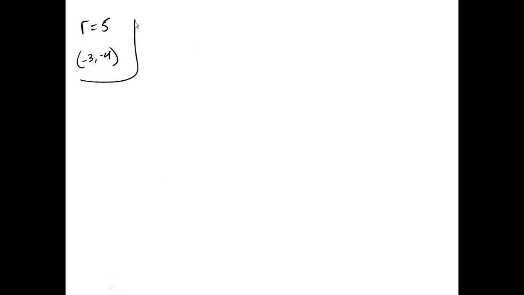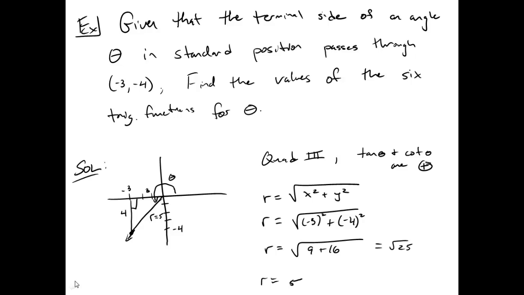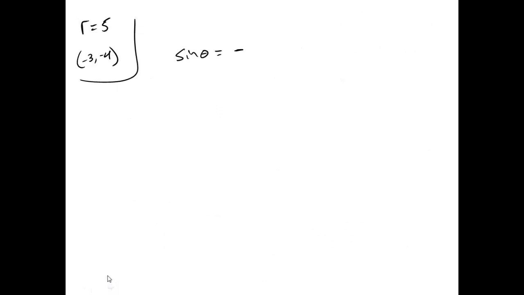So to look for the 6 trig functions, I'm looking for the sine theta. It's going to be negative, because we're in quadrant 3. So we know it's going to be negative right away. You could also get that from knowing that the y value here is really a negative 4. This distance is down 4, so it's a negative 4. So if I was looking at that, going back to here, I could say this is going to be negative 4 over 5.